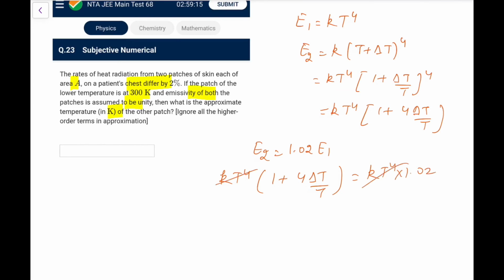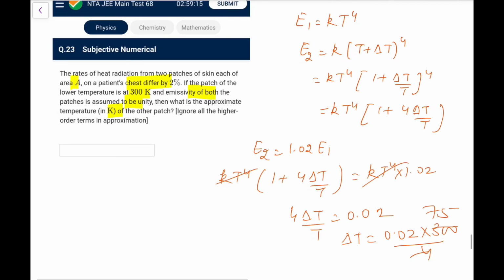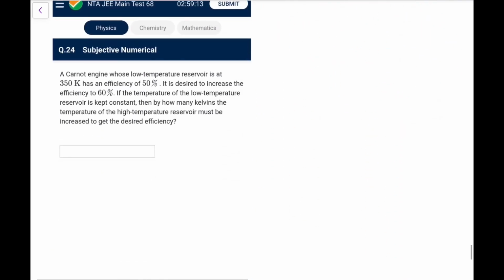So 4 delta T by T you can make out as 0.02. So delta T is 0.02 into 300 by 4. This is 75. 75 into 0.02 comes out as 1.5. So the temperature change is 1.5, so the temperature of the other patch would be 301.5. So it's a nice question, nicely designed one.